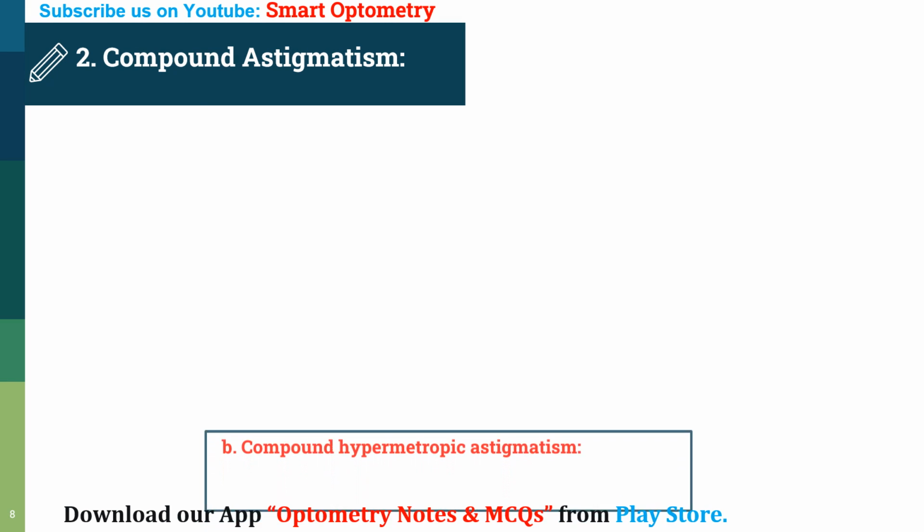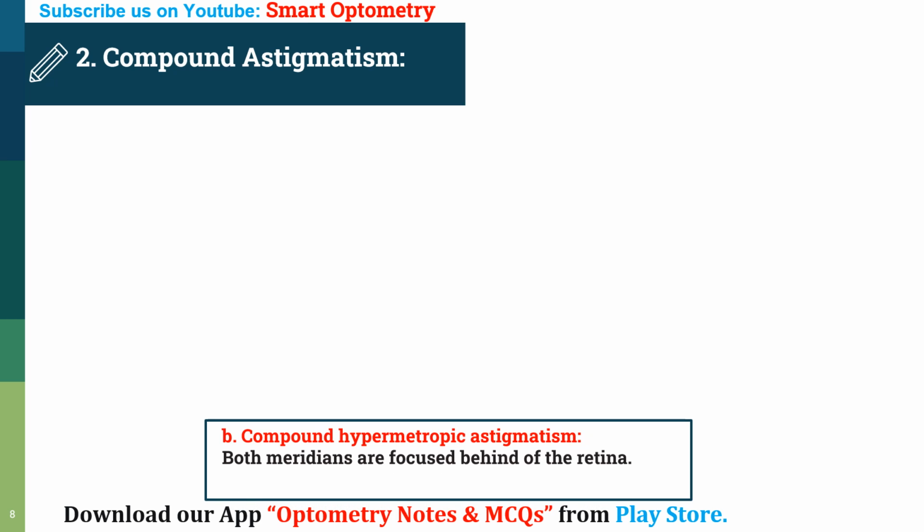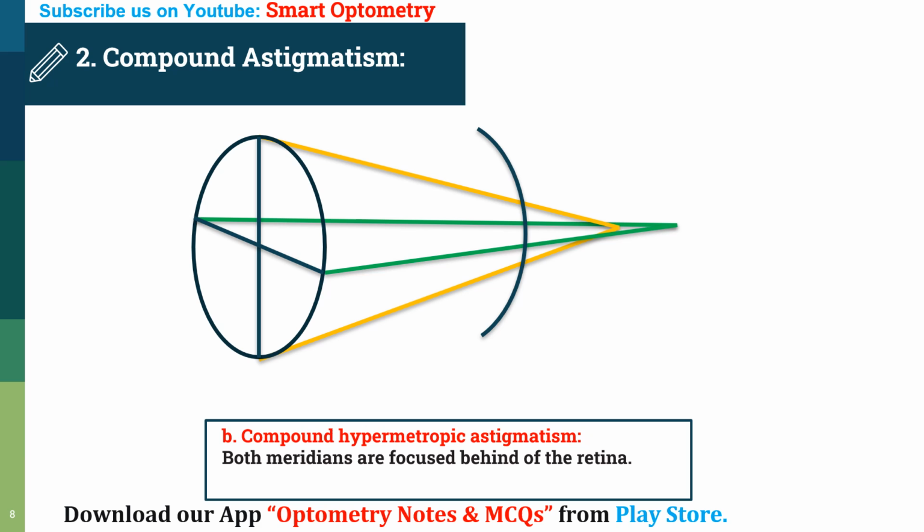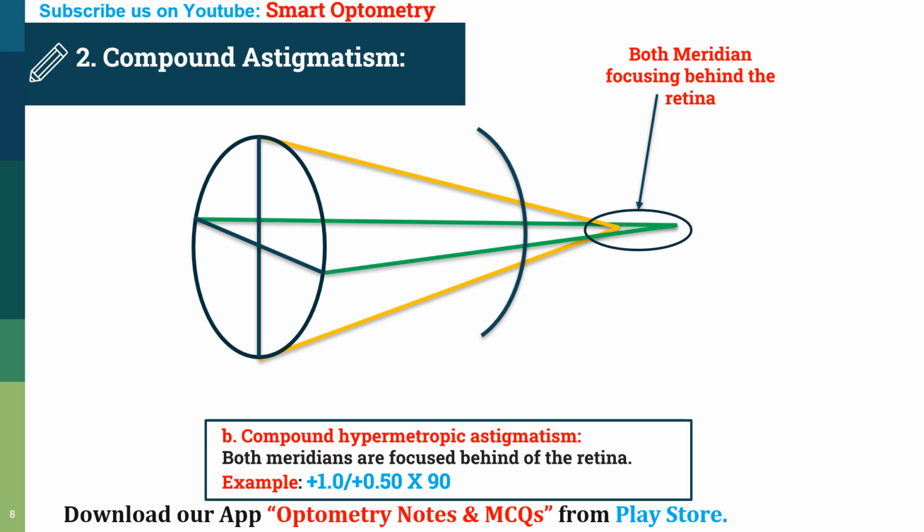Compound hypermetropic astigmatism. In compound hypermetropic astigmatism, both meridians are focused behind the retina. Here in this figure you can see both meridians focusing behind the retina. Example of compound hypermetropic astigmatism: plus 1 plus 0.5 at 90 degree axis.